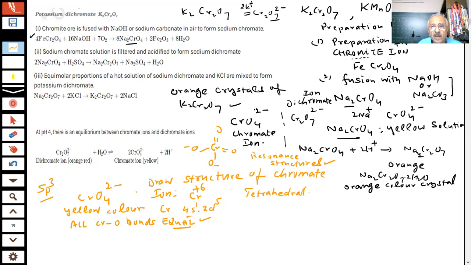So this is yellow in color. The question has also been asked, what is the reason for the color of this? Why is CrO4 2 minus, student, yellow in color?